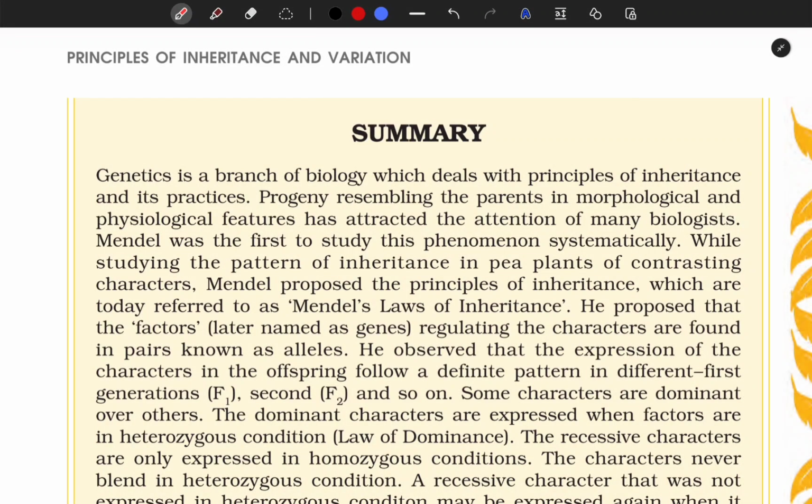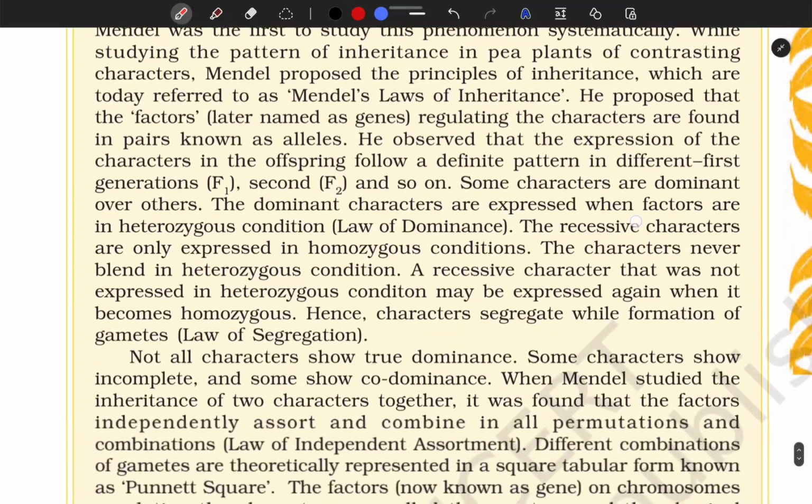Let us discuss the summary of the chapter Principles of Inheritance and Variation. Genetics is a branch of biology which deals with the principles of inheritance and its practices. Progeny resembling the parents in morphological and psychological features has attracted the attention of many biologists. Mendel was the first to study this phenomenon systematically. While studying the pattern of inheritance in pea plants of contrasting characters, Mendel proposed the principles of inheritance, which are today referred to as Mendel's laws of inheritance.